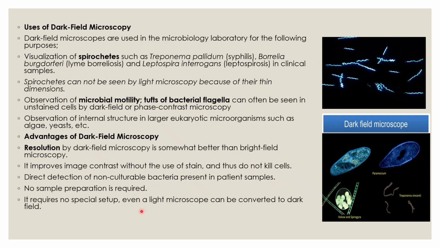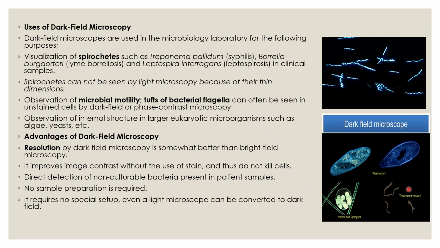Okay, and now coming to the advantages of the dark field microscope. Compared to the bright field microscope, the dark field microscope's resolution is far better. We do not stain the organisms here. We need not kill the organisms. You can see the live organisms here, and we do not have the procedure of staining. You can even directly detect the unculturable bacteria present in the patient sample. Okay, and the preparation step is not required here as much as in the bright field microscope, nor is a staining procedure.